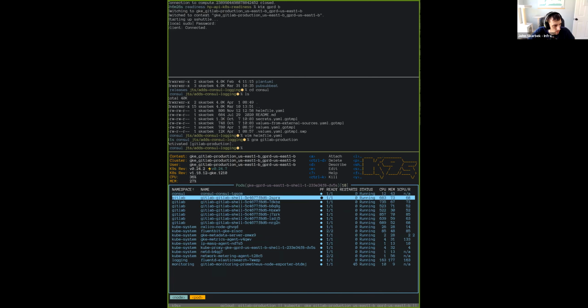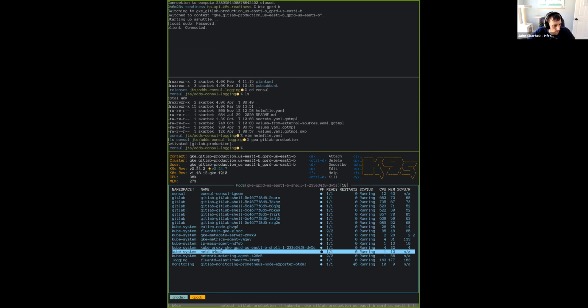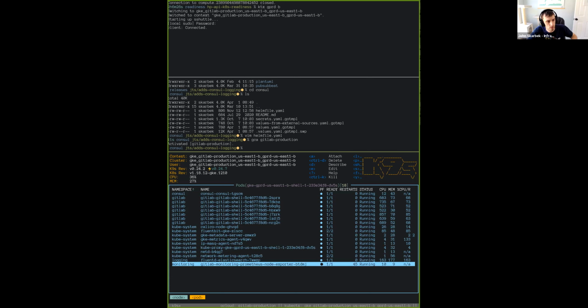So only GitLab shell, a bunch of stuff that Kubernetes or GKE provides us, followed by our logging infrastructure and our node exporter that we manage. 45 restarts for that node exporter. That's great. That's not our node exporter, is it? No. This is the monitoring provided by the infrastructure team. That's what I thought.